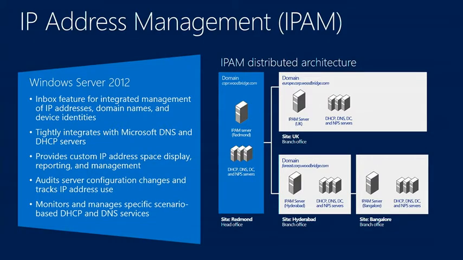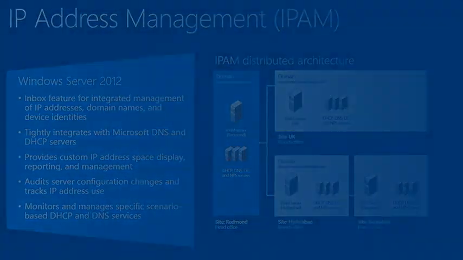It's a great way for you to look at this. It's an inbox feature that's integrated management for IP addresses, domain names, and device entities. It tightly integrates with DNS and DHCP servers, so it grabs all that information, and provides custom IP address display, reporting, and all this kind of information so that you can see what's going on and see, for example, how many IP addresses am I using on this particular scope and what's its level of saturation on that scope. It's great for auditing purposes as well because you can track IP address use. All right, so you can monitor and manage specific types of scenarios. And I'll show you what we actually set up in that scenario.